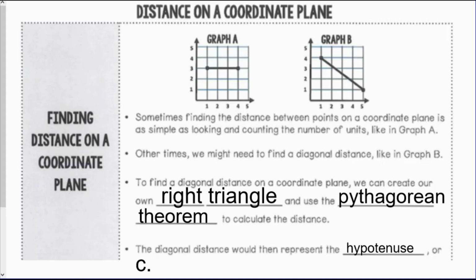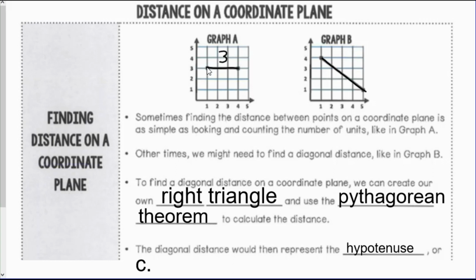Sometimes finding the distance between points on a coordinate plane is as simple as looking and counting the number of units, like in graph A. If I have a horizontal line, I can simply count how many units there are. So in graph A, it'd be 3 units. Other times, we might need to find a diagonal distance, like in graph B. Notice in graph B, I have this diagonal distance. I can't physically count how many boxes that actually is.